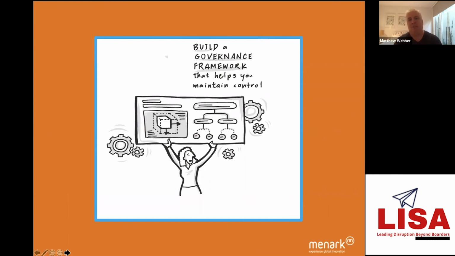The next step is around building a governance framework that helps you maintain control. Now, this one is the session that we'll go through tomorrow in more detail, and hopefully make it a much more interactive style of workshop where we can potentially work through some examples and some canvases.